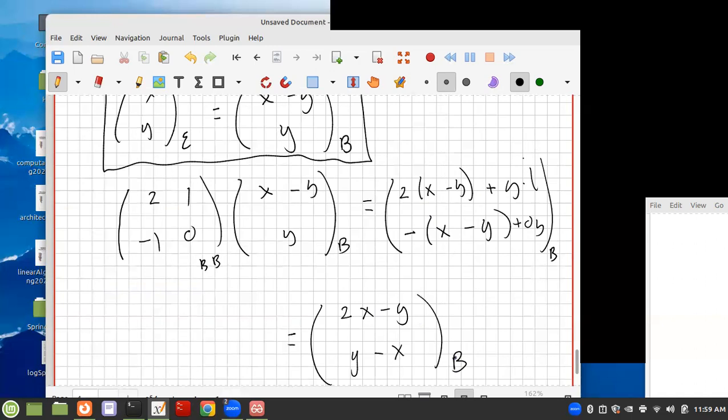Did I do the arithmetic wrong? Oh, no, just to keep it consistent, could you just do like negative x plus y, or would that matter?